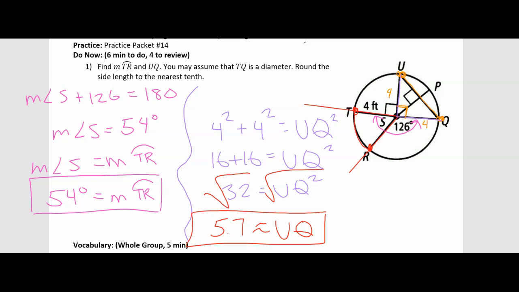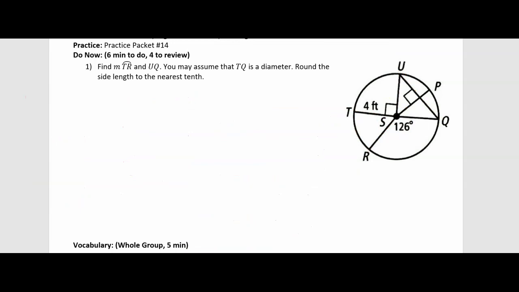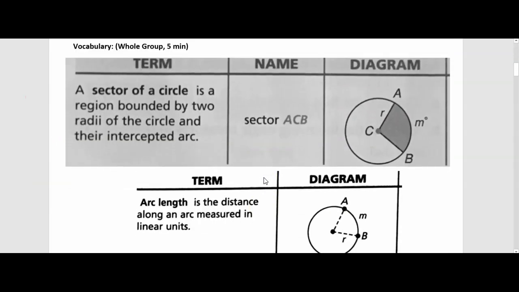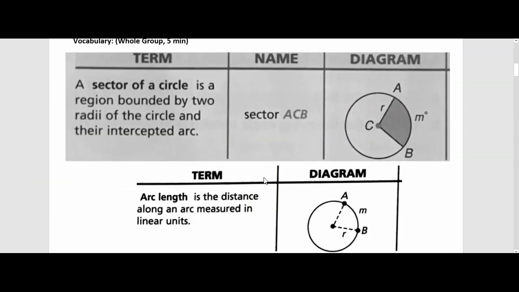Okay, enough with the do now. Let's move on to some new vocab. A sector of a circle. A sector of a circle is a region bounded by two radii of the circle and their intercepted arc.